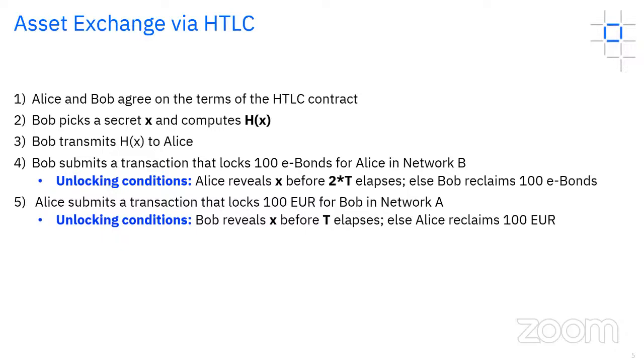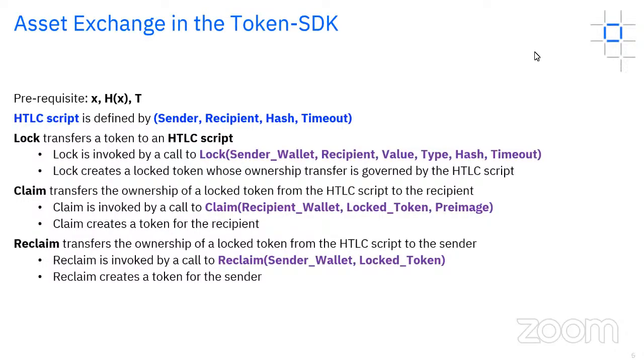So this is classical HTLC, and the token SDK will provide support for this HTLC in a very simple manner. The token SDK does not necessarily care about how these terms of the contract are agreed upon. As I said, the terms of the contract would be the timeout, the hash that would be used in the HTLC, plus the value and the type, and basically the sender and the recipient.